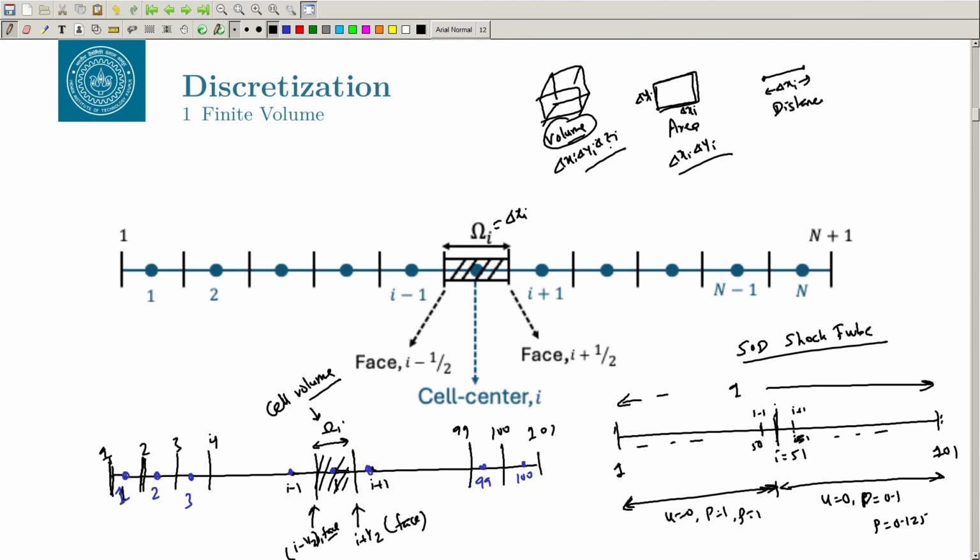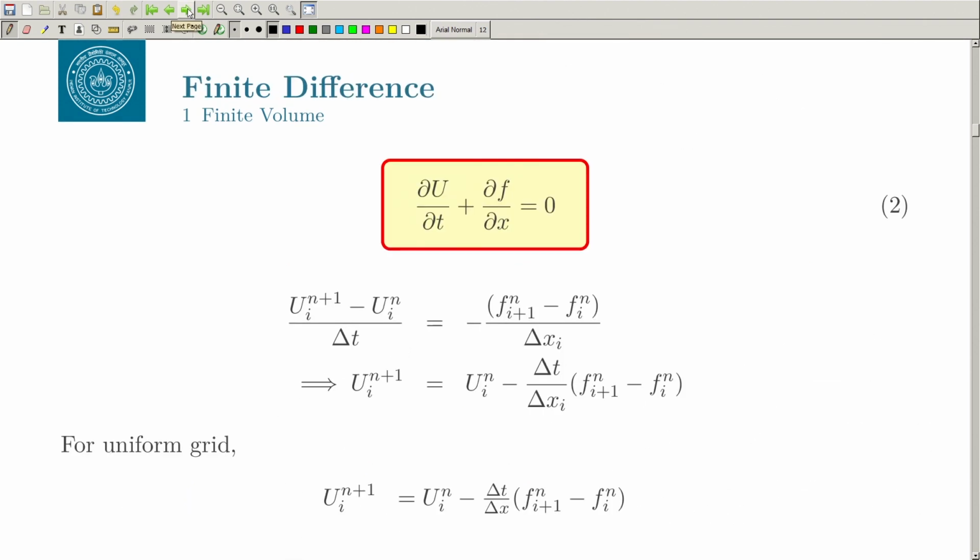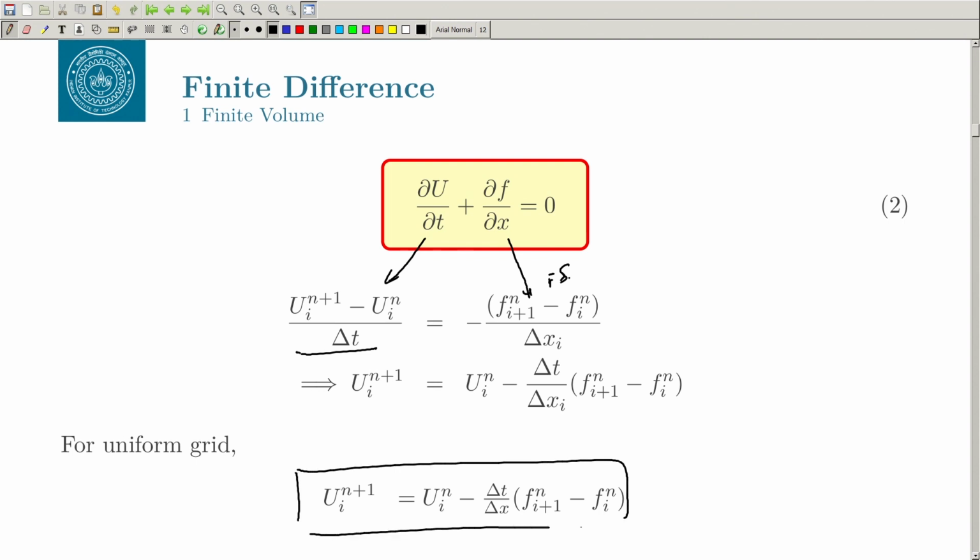So we got the definition of the cell center, cell faces, and the cell volume. Now, let us see how we are going to use our finite volume. Before that, just a quick recap. del U by del T is defined using forward in time. Right now it is forward in space, so this is the FTFS scheme, and you got a scheme for a uniform grid, which is like this. For non uniform it is delta xi.